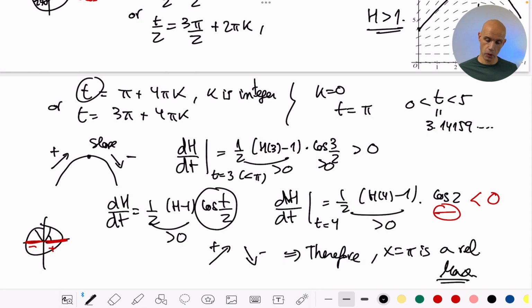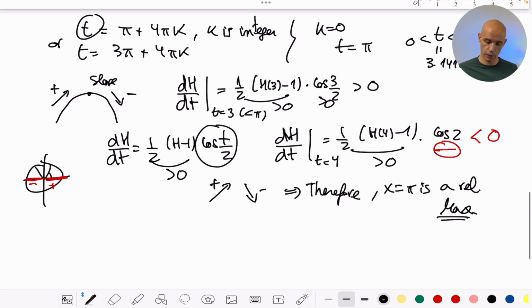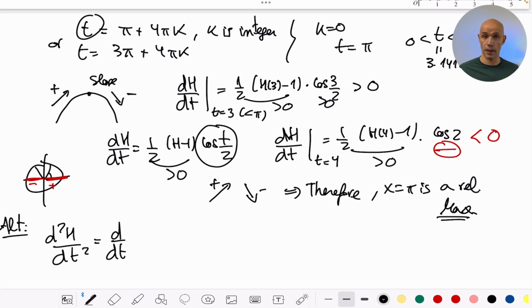Another way is to use the second derivative, but in order to do that, we need to compute. So this is an alternate way to compute this. How do we do that? Well, you have to take a second derivative. It's not a bad idea to know how to do it, because there are other problems where you must do this. Like 2023, you had to.